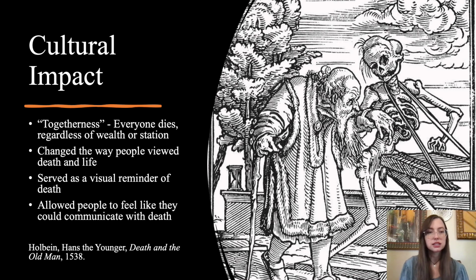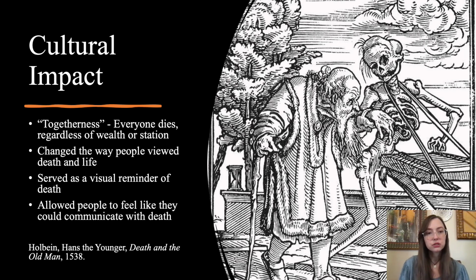And how did the Danse Macabre impact late medieval culture? As I mentioned before, it created a sort of sense of togetherness, that everyone dies regardless of their wealth or their station. It changed the way people viewed their death and their life, in some instances in a more positive way. It changed the way they lived their lives, whether by being more pious or sort of experiencing life, living it up before they were going to die.